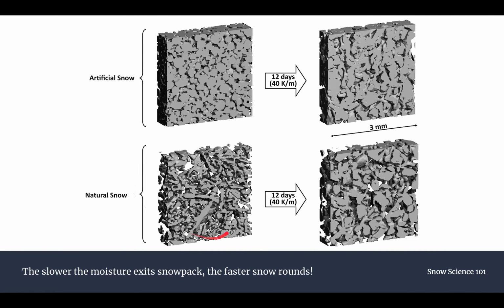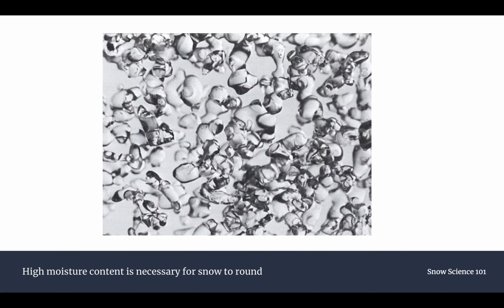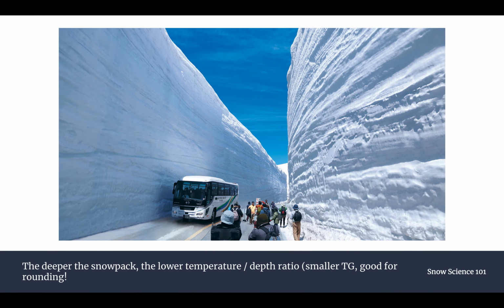So you can see here this is somewhat freshly fallen snow, and once it's buried under other snow, that excess moisture kind of fills in these gaps between the snow crystals and allows that layer of snow to become more uniform and cohesive, thus making rounded snow. So you need this high moisture content in order for snow to round. It's pretty much necessary.